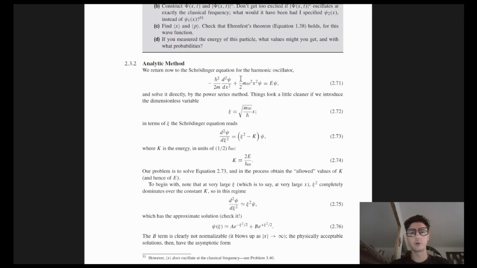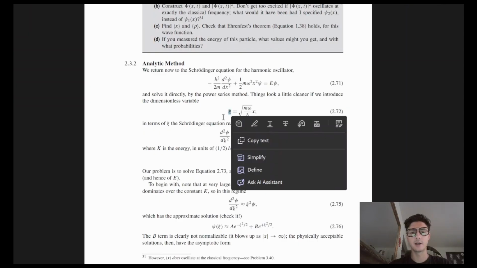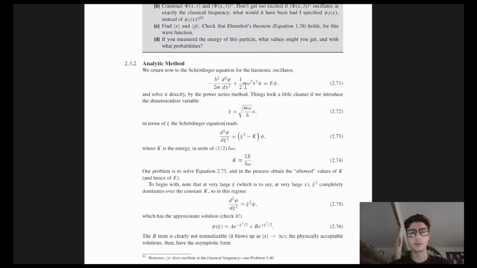We return now to the Schrodinger equation for the harmonic oscillator. So here they restate the Schrodinger equation, time independent, with the harmonic oscillator potential. And we solve it directly by the power series method. Things look a little cleaner if we introduce the dimensionless variable xi. I think this is called xi.